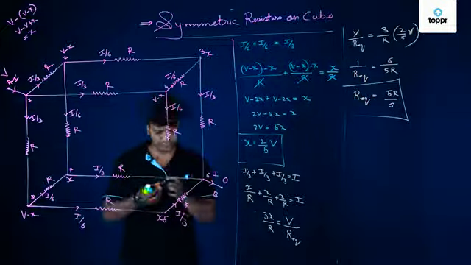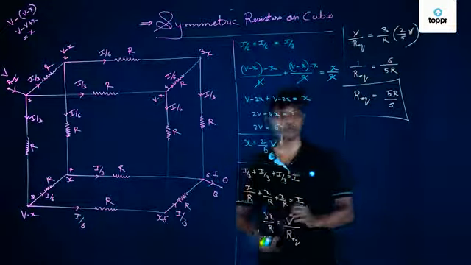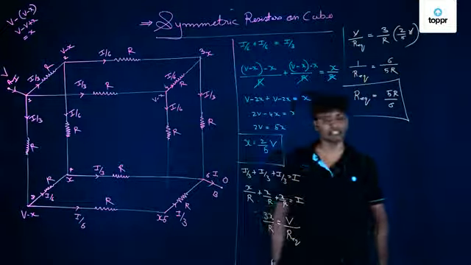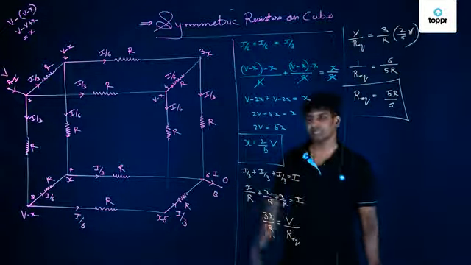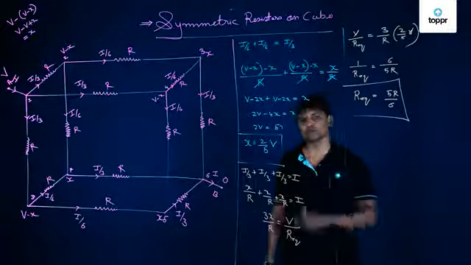Yes, you have several methods to solve this. This is one of the methods how you can find out the equivalent resistance between point A and point B. Right? I hope you have understood the session.